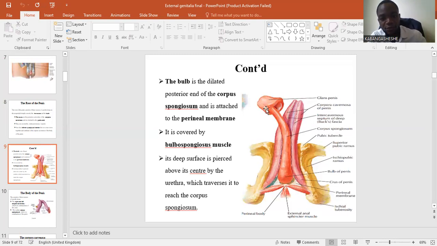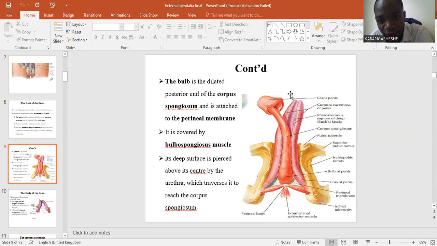Now, I want you to observe that the glans penis is formed by the corpus spongiosum, the one which is inferior, the one which is below here. That is the corpus spongiosum. It makes the tip, or the glans penis. So the glans penis is nothing but a swollen distal end of the penis. Then the glans penis has a space in which the corpora cavernosa fit in.